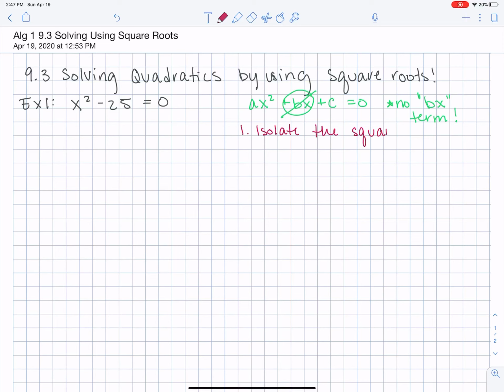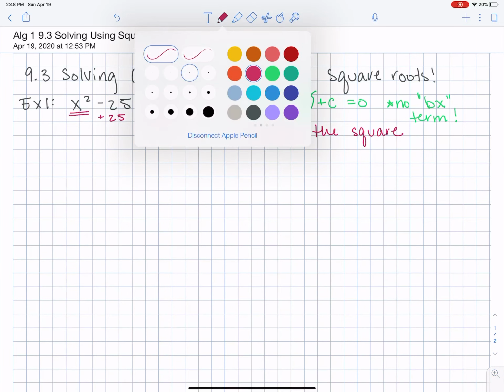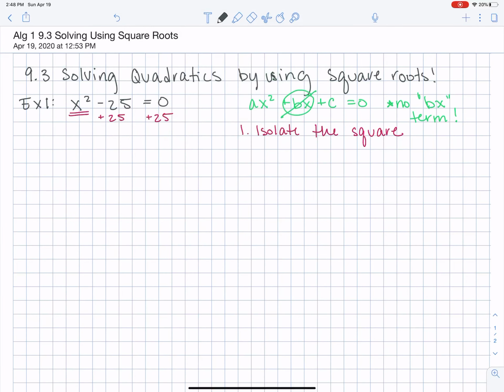And what I mean by that is kind of like when we isolated those absolute values, you're going to look for whatever's squared here. It turns out that the x squared is what's squared, and you're going to isolate it. So what we need to do is add 25 to both sides, meaning that my equation is x squared is equal to 25. Now, you might be able to do this in your head, but we're going to show the steps.